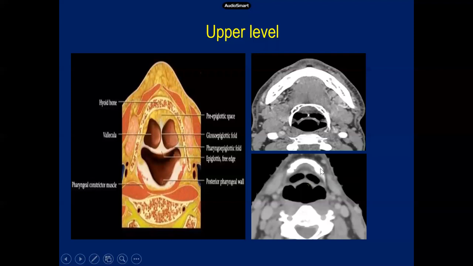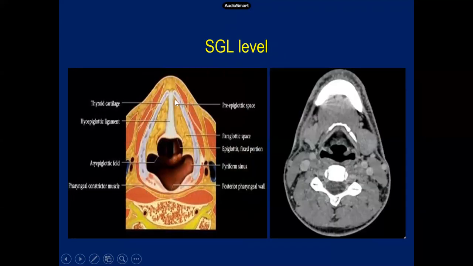This is the hyoid bone, and lower down we can see the thyroid cartilage. The hyoepiglottic ligament we cannot see in CT scan. You have the aryepiglottic fold here, and posterior to that there is the piriform sinus. And this is the pre-epiglottic space, continuing laterally as the paraglottic fat. Once you see some black in a space, it is due to fat; it is the hypodense area. That is the pre-epiglottic space. And once the patient has pre-epiglottic space involvement from a laryngeal tumor, it becomes T3.